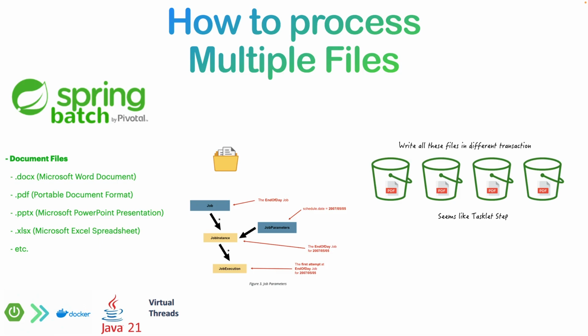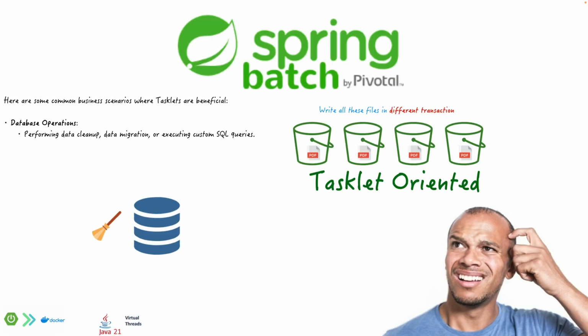So far so good, guys. It's okay to process like that. And it seems like a tasklet, right? We are processing each file as a single unit of work in a different transaction. So what is a tasklet? A tasklet is just a simple Spring Batch interface used to perform a single task within a step. For example, we can use a tasklet to perform some database operations, like performing data cleanup, database migration, executing a stored procedure, and so on.